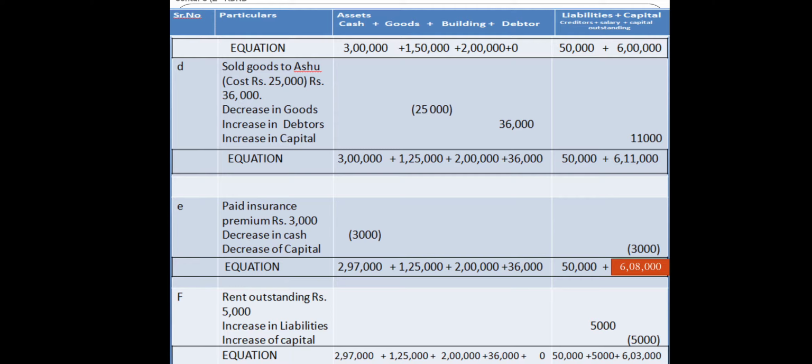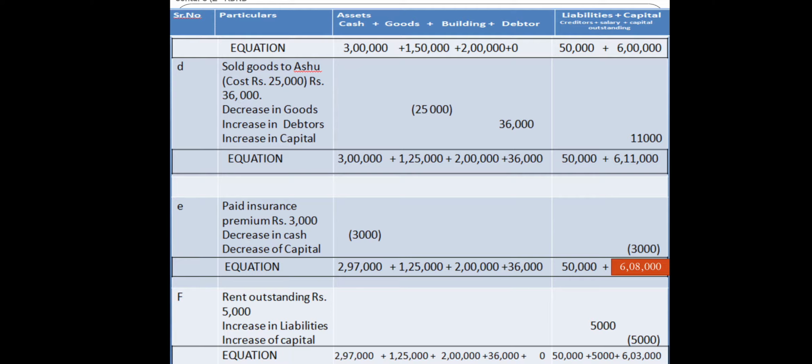Then comes your next point, that is sold goods to Ashu for 25,000 for rupees 36,000. Here we are selling the goods to Ashu, so Ashu is our debtor. Whenever we are selling goods on credit, they are our debtors, and when we are getting supply of goods, they are our creditors. Always remember, don't mess up with this. Try to understand: customers are equivalent to debtors, suppliers are equivalent to creditors. That will be easier to understand.